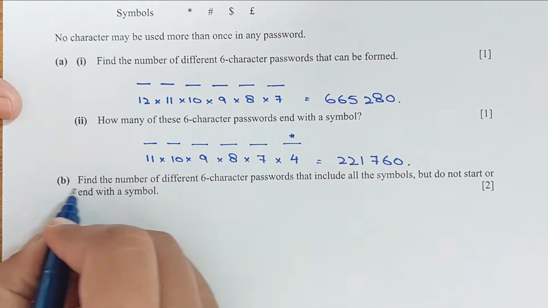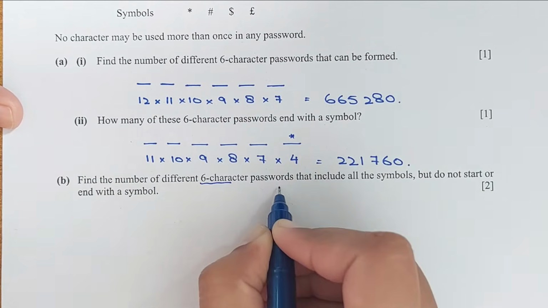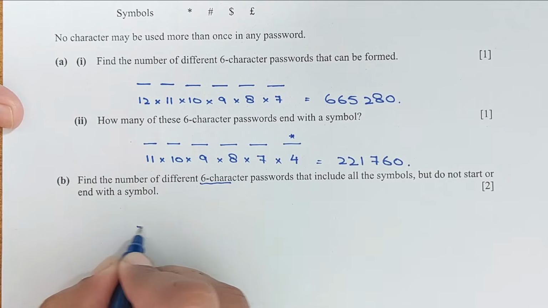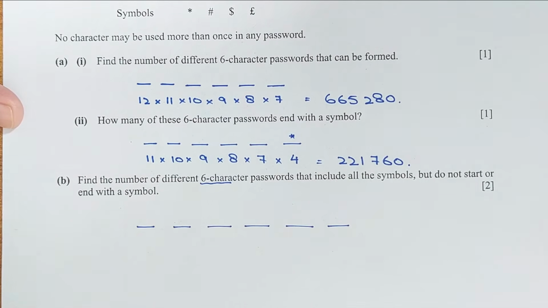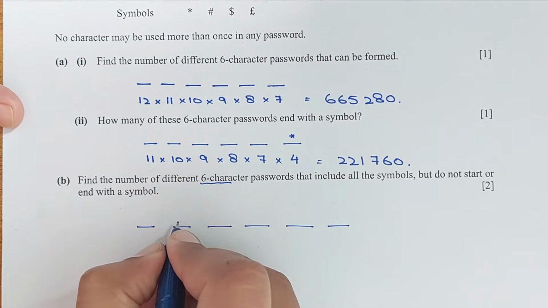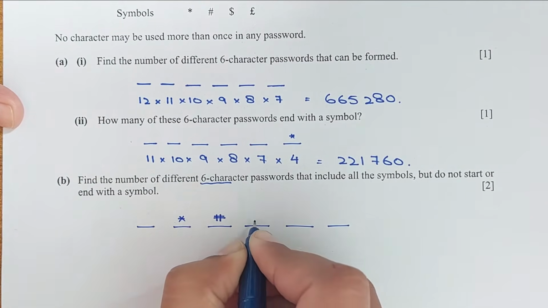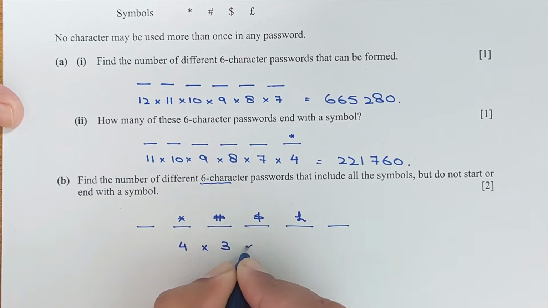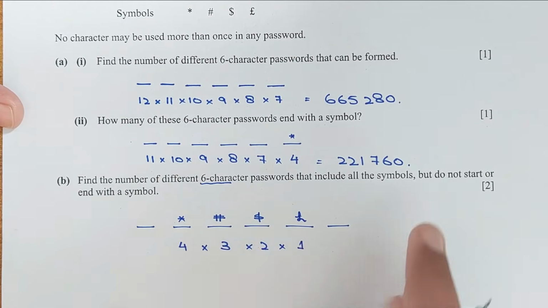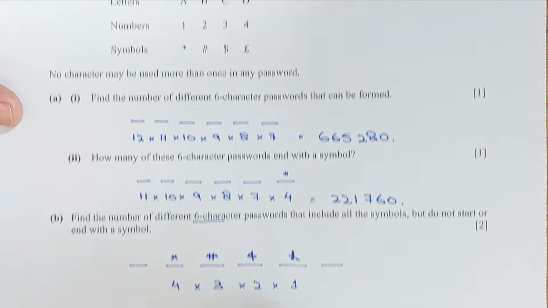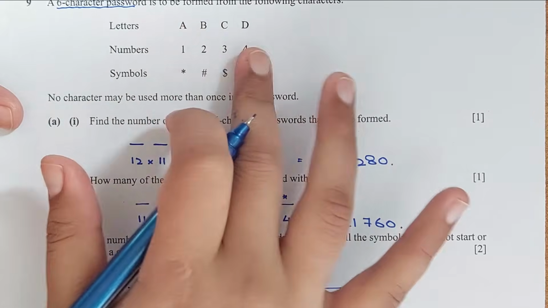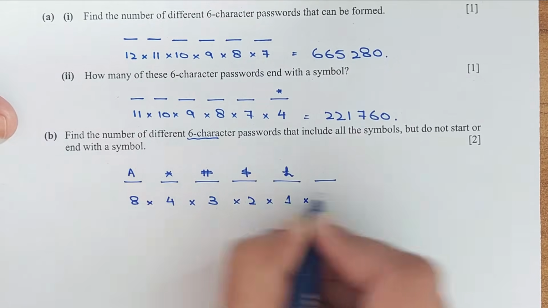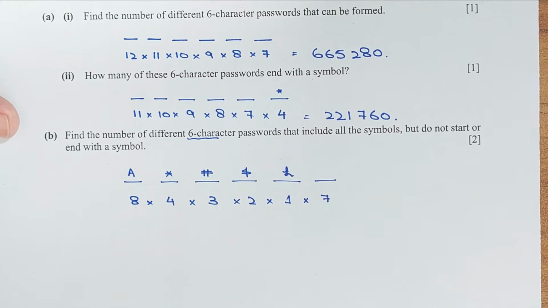Now for part B, find the number of different 6-character passwords that include all the symbols but do not start or end with a symbol. Right. So 1, 2, 3, 4, 5, 6. So it includes all the symbols: asterisk, hash, dollar sign, and the pound sign. Right. So we have 4 options here, 3 options, 2 options, and 1 option, right? But they do not start or end with a symbol. The starting or ending can be a letter or a number. So 4 letters, 4 numbers. So we have 8 options for the first digit, and then if I used A, then 7 options are left for the last digit, right?